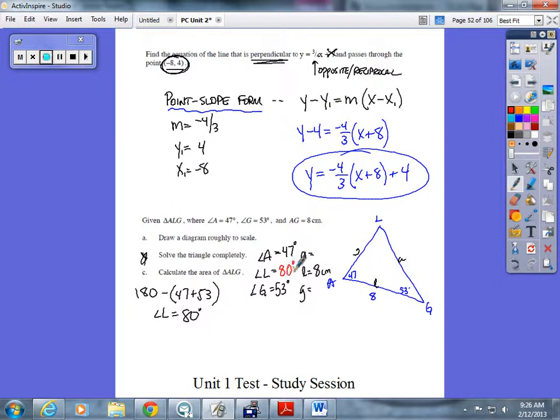Now we can use law of sines because we have an angle and its opposite side. So I would say the sine of 80 over 8 is equal to the sine of 47 over A. And then I would cross multiply. I would not type that in my calculator yet. First I would just do this as A times the sine of 80 equals 8 times the sine of 47. And I would divide both sides by the sine of 80 first, so that way when I type this in my calculator, I only round once.